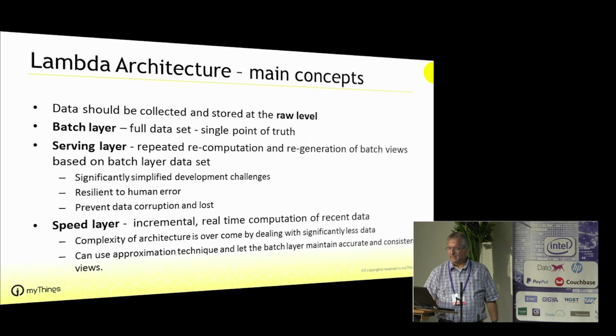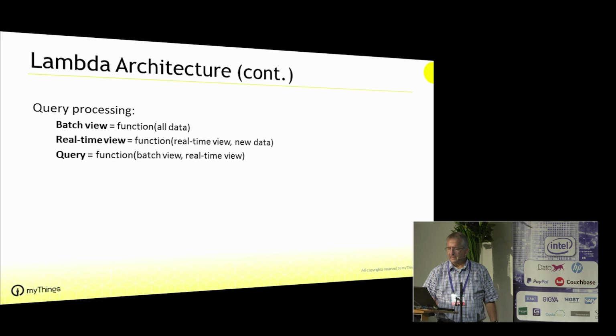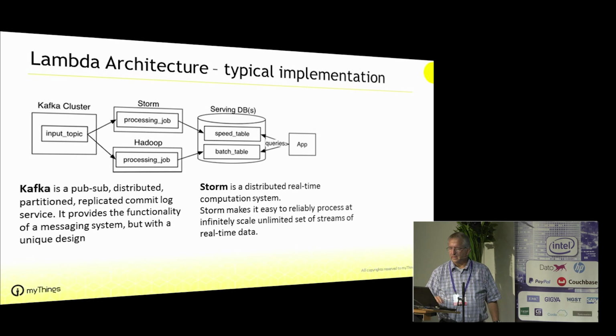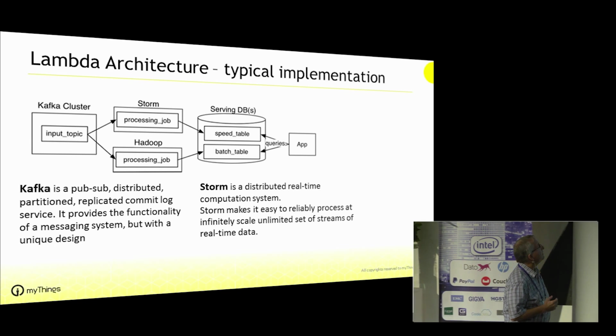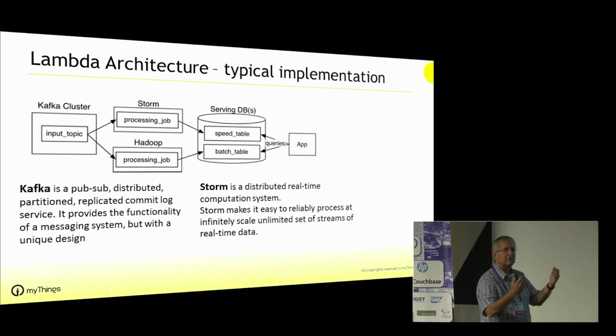Because I'm out of time, I will go to some common implementations that people are doing for this architecture. Basically, you have a Kafka cluster which, in many cases, delivers the data; it's the messaging through which the data comes to the system. Then you collect the data on a Hadoop cluster, and you use Storm or Spark today for creating the speed layer tables which are available for queries to the application.